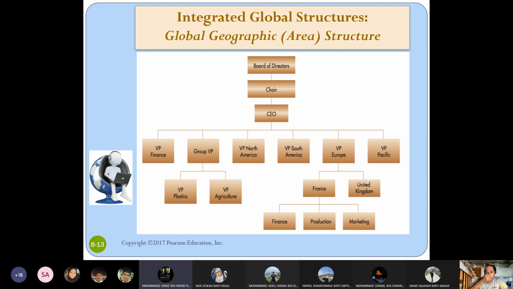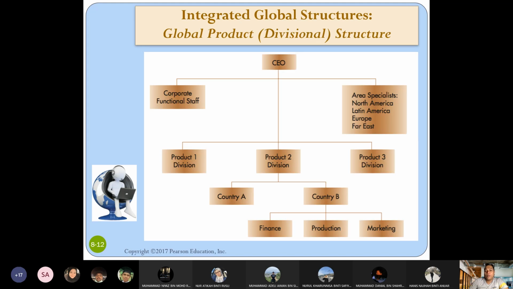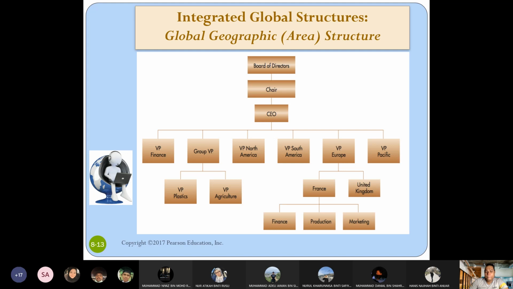Yes, sir. Okay, clear so far. This type of integrated global structure has two types: global geographic, based on the area, and global product or divisional. Okay, good.